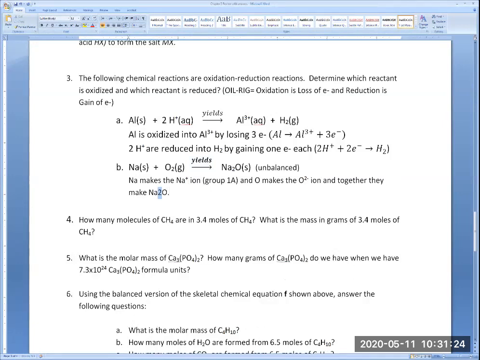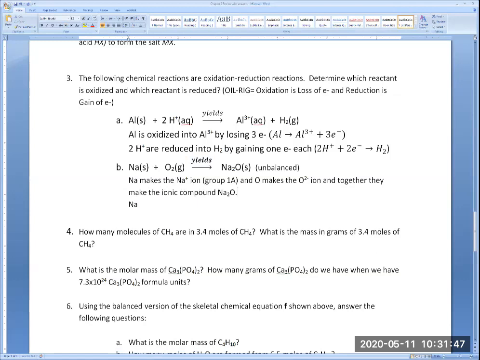So maybe I should specify the ionic compound. So that tells you Na on the left side is neutral, and then on the right side it's a +1, right? So Na is oxidized into Na+, right? Going from left to right, sodium as a metal is neutral, and it will become Na+ in the compound Na2O. So it's oxidized because it becomes a positive ion by losing an electron, losing 1 electron.